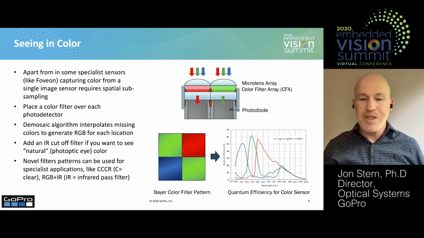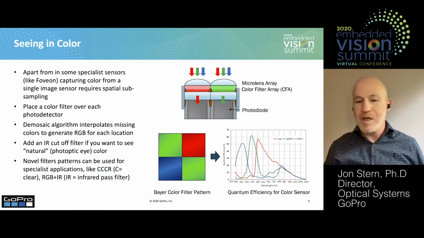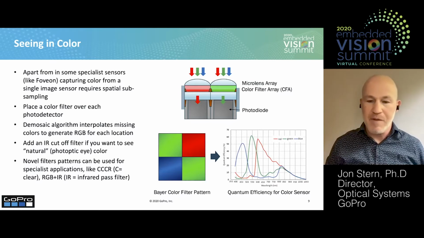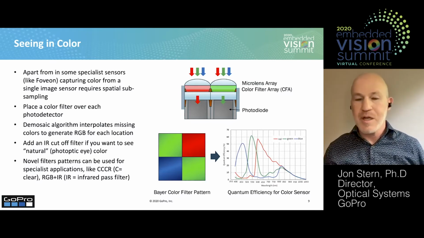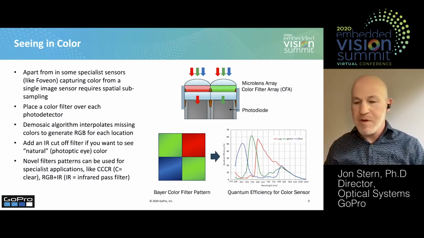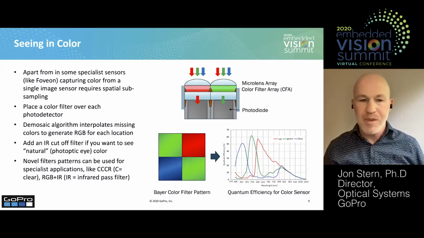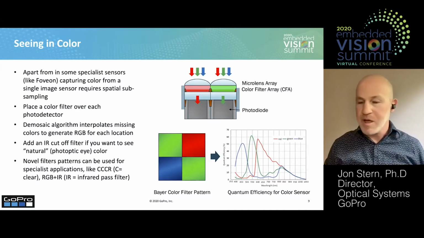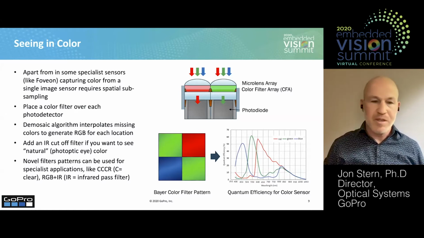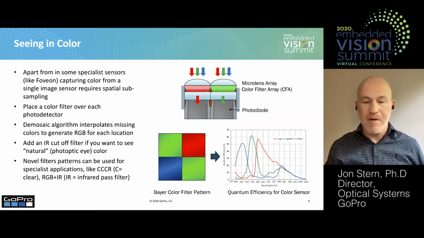When producing color images for human consumption, almost always we use the Bayer color filter pattern that's shown in the center, which has two green pixels diagonally opposed, and then one red and one blue pixel. And that generates the kind of quantum efficiency you see in the plot in the lower right. You may notice that that goes out beyond the human visual response. And so if we want to have natural color, we have to put an IR cutoff filter that cuts beyond 740 nanometers.